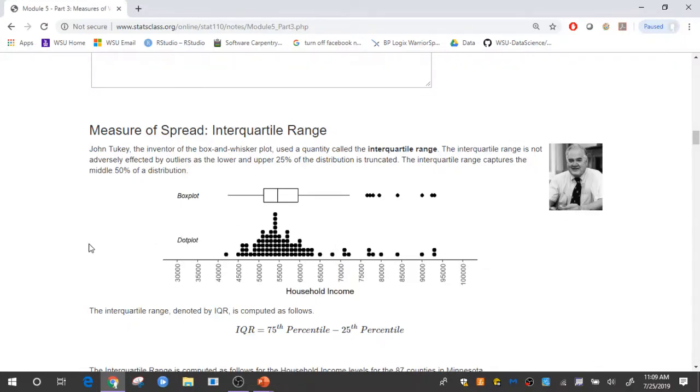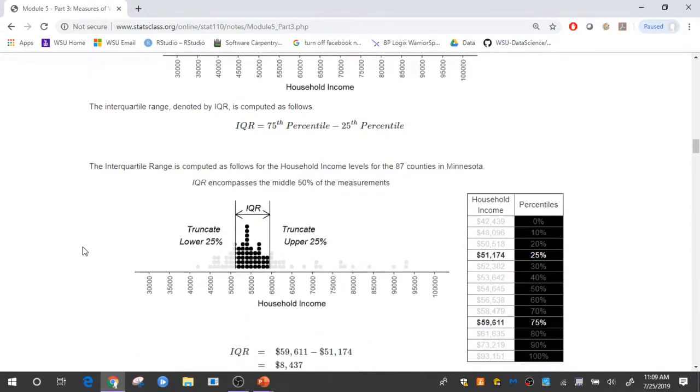of the data and the upper 25% of the data. So that information or those values get truncated. Now for that reason, the interquartile range is not adversely affected by outliers, because any outliers down here on the lower end or any outliers on the upper end will get truncated off.